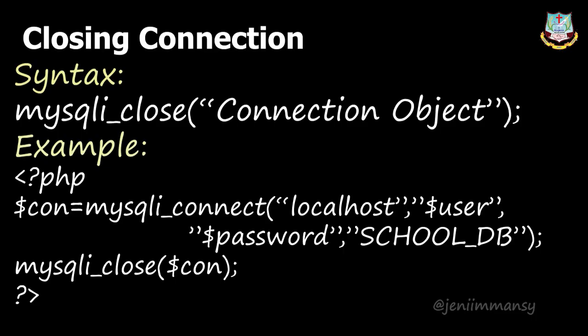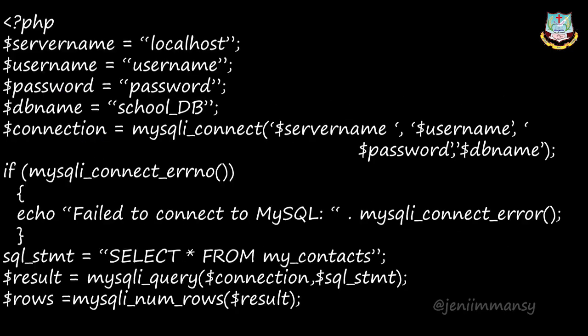To close this we are using this function, mysqli_close. Inside the bracket we give that variable name, so $con. At the end of the line we give a semicolon, and we close the PHP closing tag. And now let's see an example of a PHP and MySQL program.